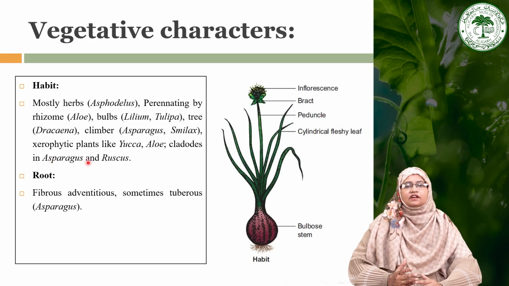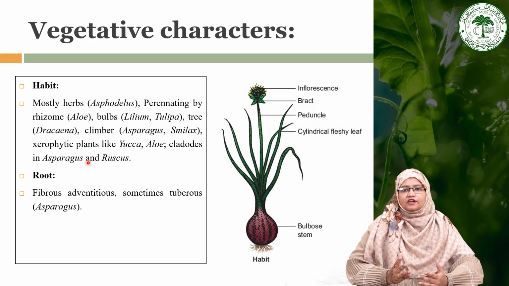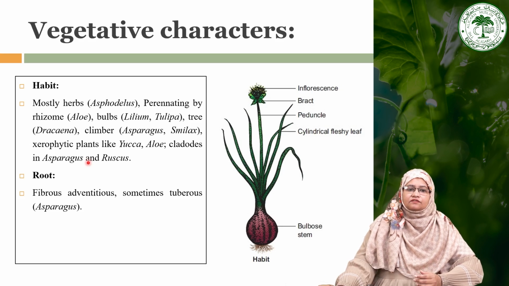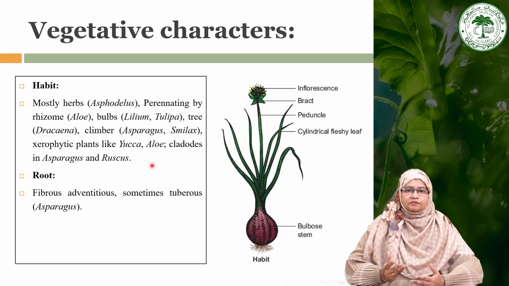So you can see there is quite a variation in the habit of this family. They are herbs, trees, climbers, and they perennate by rhizome, bulb, sometimes corm also. They are mostly perennial herbs, but they have a variety of habits, and they also have adaptations to xerophytic conditions, like in Yucca and aloe. They also have modifications to adapt to xerophytic conditions, as in asparagus and Ruscus, which have cladodes, that is, the modification of the stem into a flat structure that performs the work of photosynthesis.